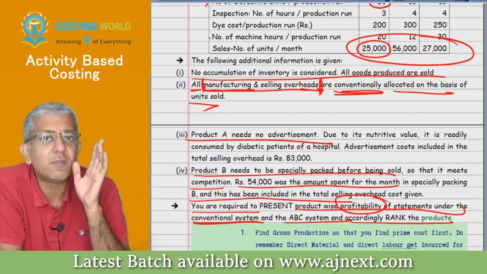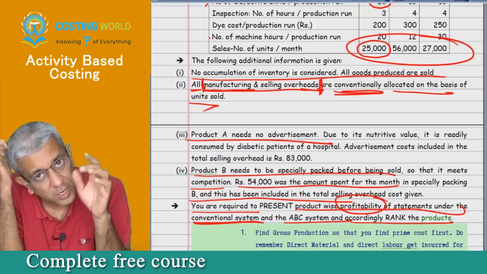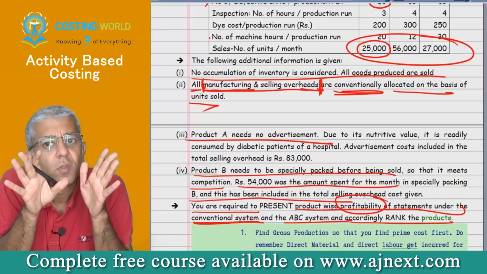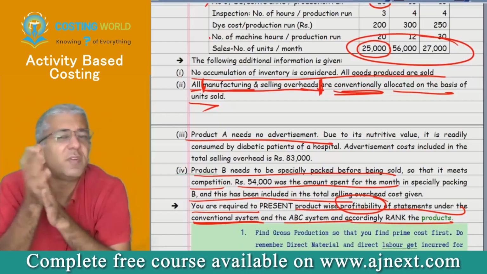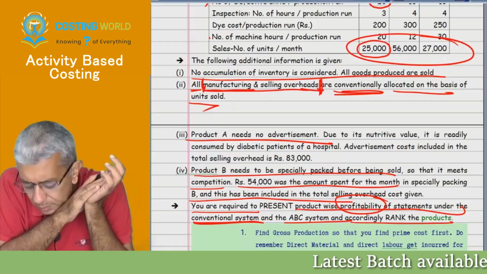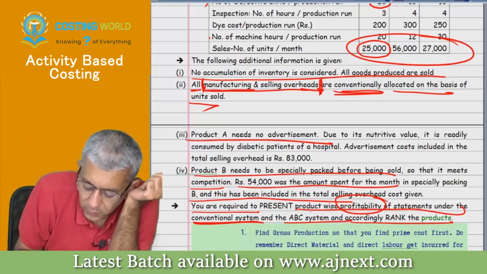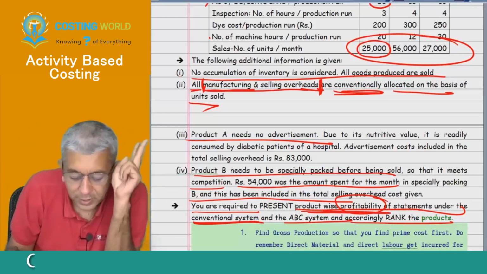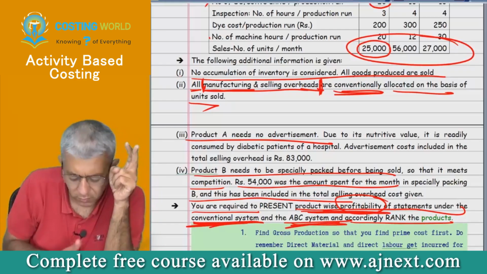So you have to say which product gives you maximum profit, which gives you next, which gives you next. You all understood this? Yes, sir. So you have to rank the products. Whichever product will give you the highest profit will get rank number 1, and so on and so forth. So in this particular case, you are required to present product wise profitability two times, under the conventional method and under activity based costing method. Okay, we all will start.